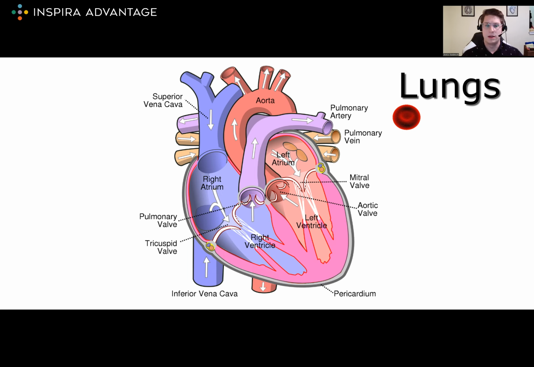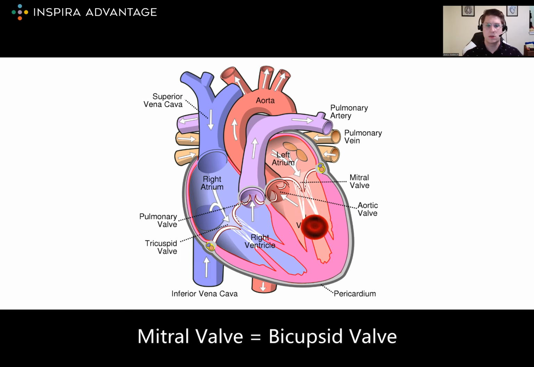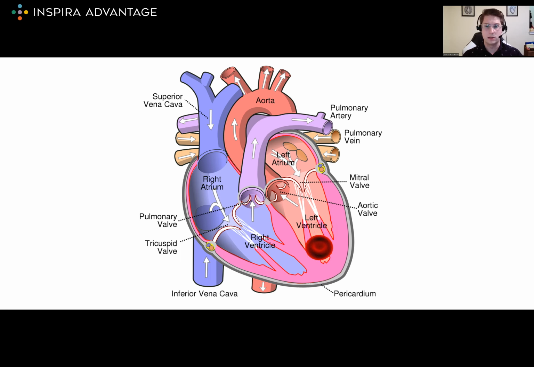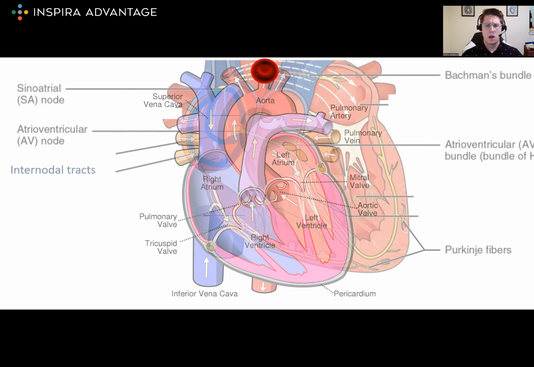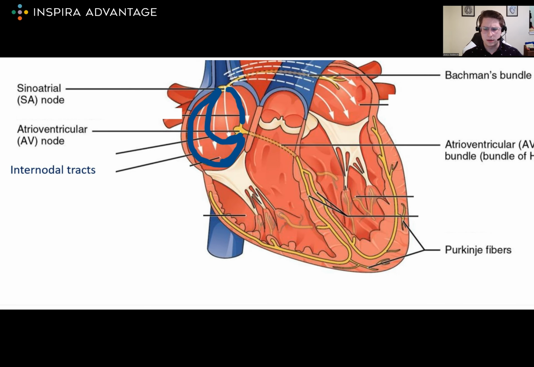After the blood is oxygenated, it will return to the left atrium through the pulmonary vein. From here, the oxygenated blood will move through the mitral valve, also known as the bicuspid valve, two cusps, into the left ventricle. This is where the heart will do its final and biggest squeeze to force blood up and out into the rest of the body through the aortic valve. But what is causing the heart to beat?